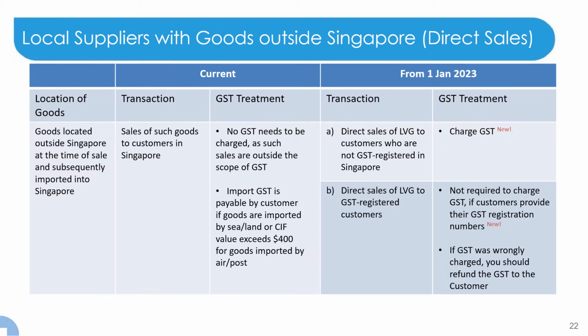From 1st January 2023, such direct sales of LPG to customers who are not GST registered in Singapore will be a standard rated supply, and there is a need to charge GST on such supplies of LPG. However, for direct sales of LPG to GST registered customers, local suppliers are not required to charge GST if customers provide their GST registration numbers. If GST was wrongly charged, the local suppliers should refund the GST to the customers.